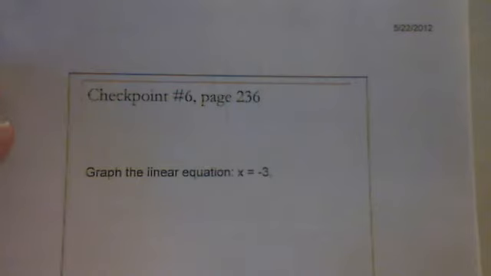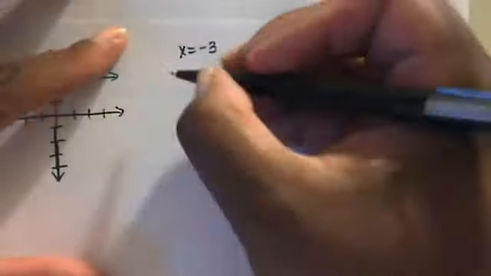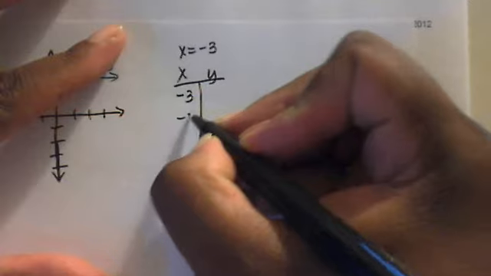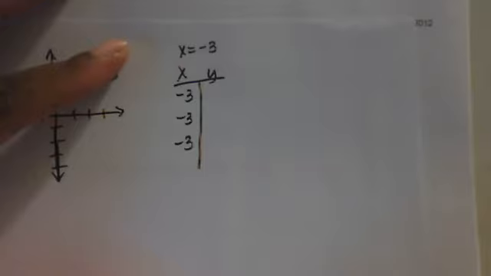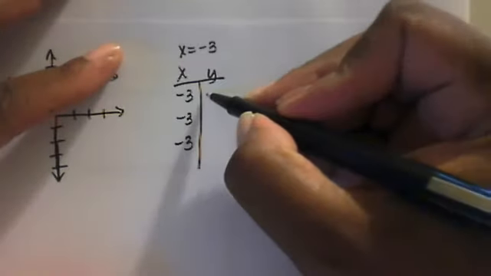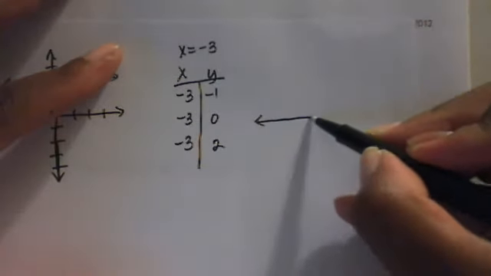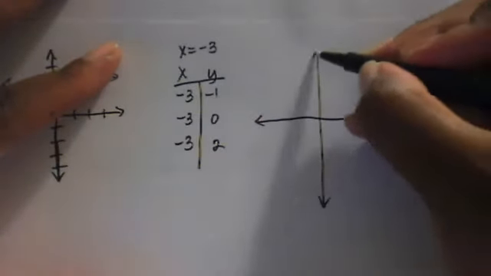Okay, let's look at how to graph this one. Let's say we had the linear equation x equals -3. And I want to graph this linear equation. x is equal to -3. If I use an xy table, my x-coordinate has to be -3 because the equation says x equals -3. The y can be anything I want. Let's say -1, let's say 0, and I'll say 2. It doesn't matter what I make the y-coordinate, as long as the x-coordinate is equal to -3.